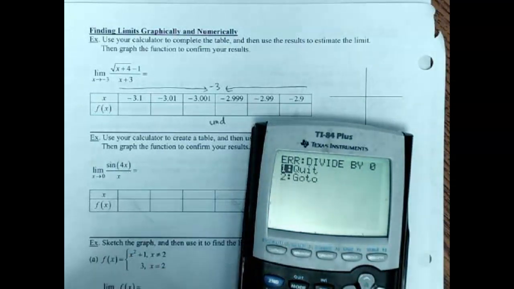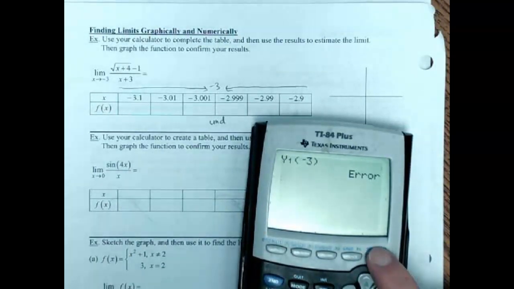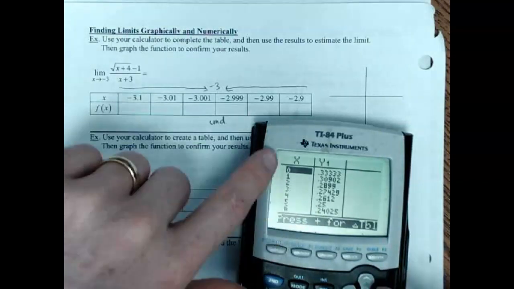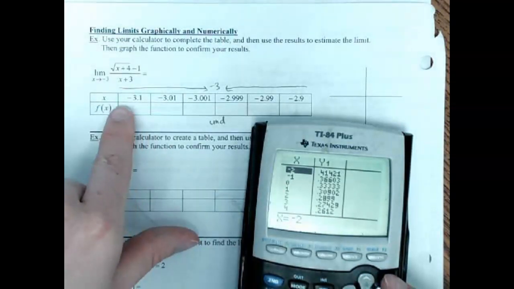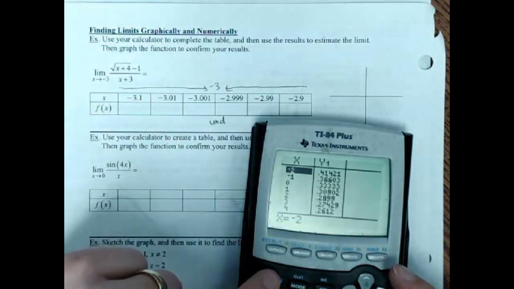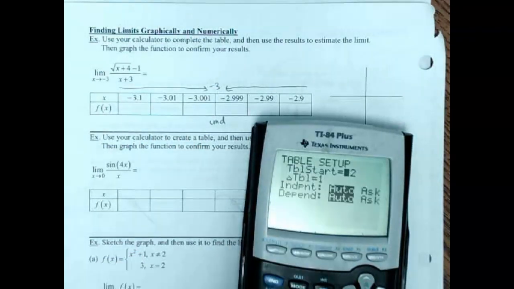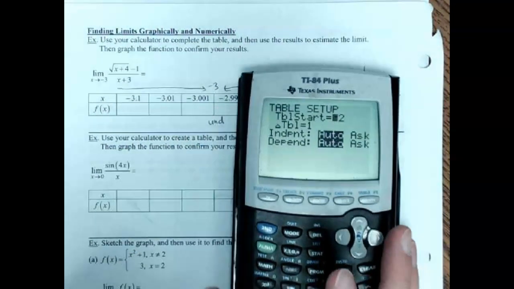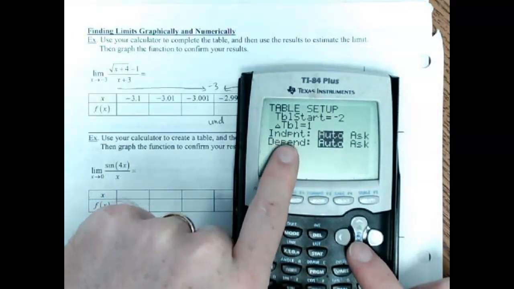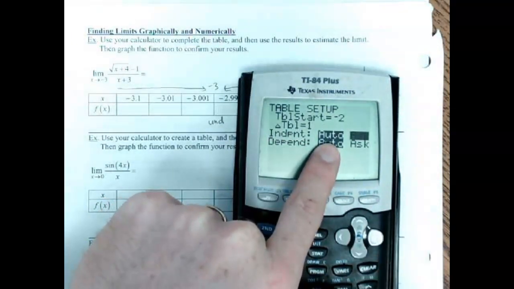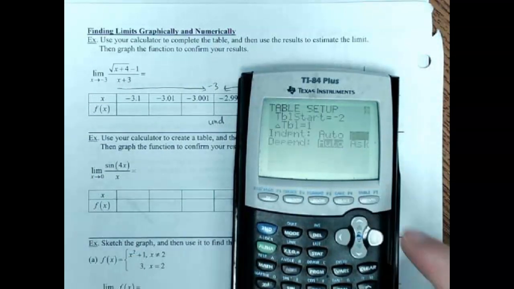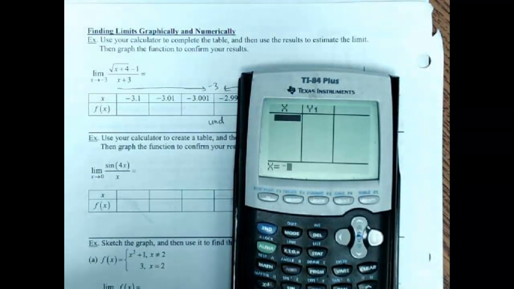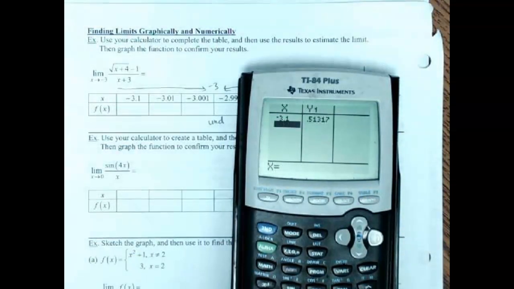Let's get out of here. Now, if you hit 2nd graph, you can go to your table, and that table is generally going to be populated by integer values, but we don't really have integer values, so I'm going to go to 2nd, then window, which is my table setup. I'm going to change this table so that instead of the independent variable being automatically generated, it's set to ask. I'm only going to want the x values that I ask for. Then if I go back to the table, it's going to be blank, and I can plug in whatever x values I want.